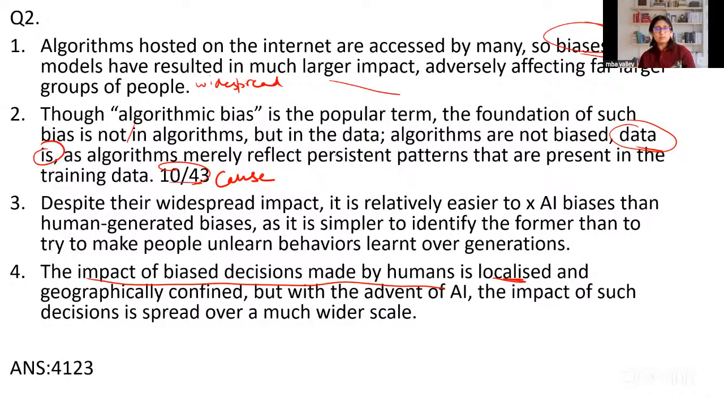And then now let's look at the last sentence, which is like looking forward for a conclusion. Despite their widespread impact, what is there? Ask yourself, what is there? Despite their widespread impact, it is relatively easier to multiply AI biases than human generated biases. Now, the last sentence is a clear, beautiful conclusion because one, it says despite their widespread impact. It refers back to the earlier discussion that we were already talking about. It adds to a solution oriented impact. क्या solution दे रहा है वो यहाँ पर? Than identify the former than try to make people unlearn behavior learned over generations. तो ये यहाँ पे क्या है? यहाँ पे ये solutions दे रहा है हमको, right?